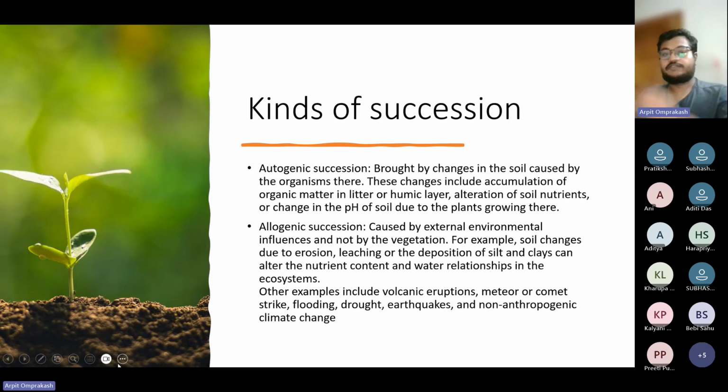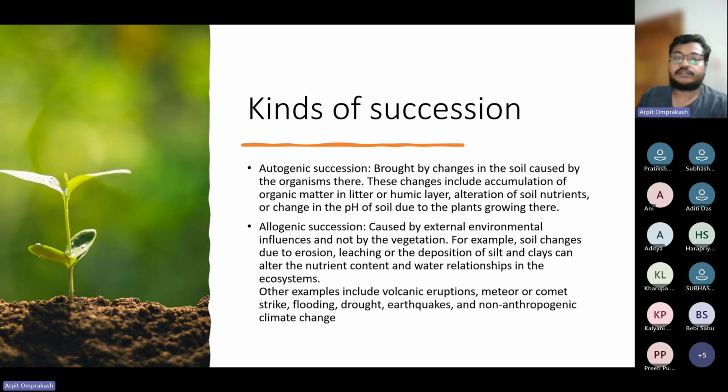We can also have other kinds of succession based on how these successional changes are brought about. For example, autogenic succession is succession brought by changes in the soil caused by the organisms that are already present there. These include accumulation of organic matter in litter or alteration of soil nutrients by some species, or the change in the pH of soils due to some plants growing there.